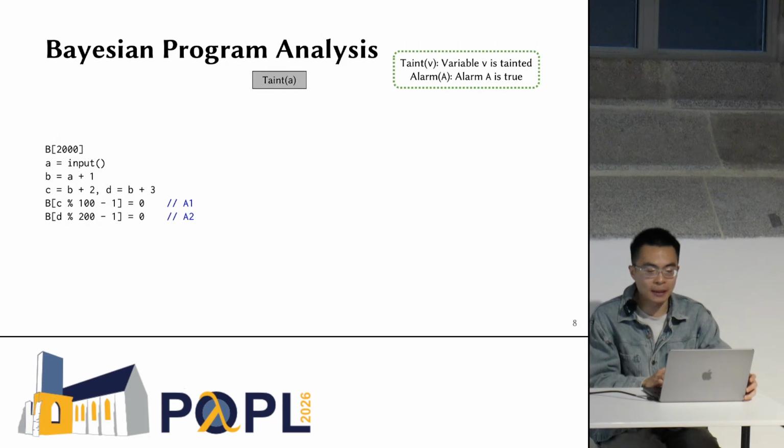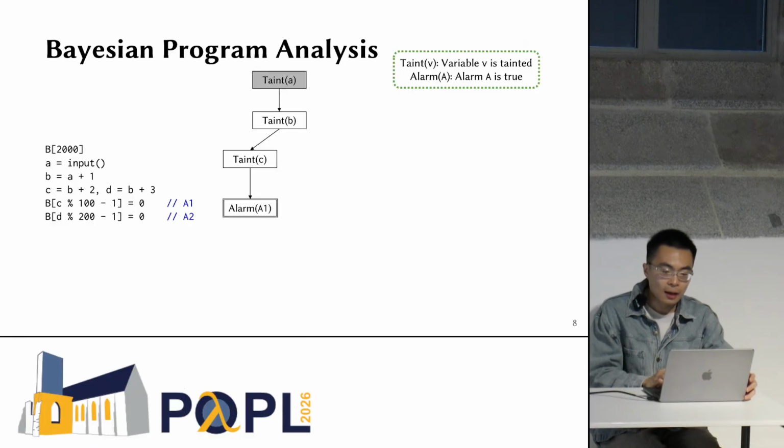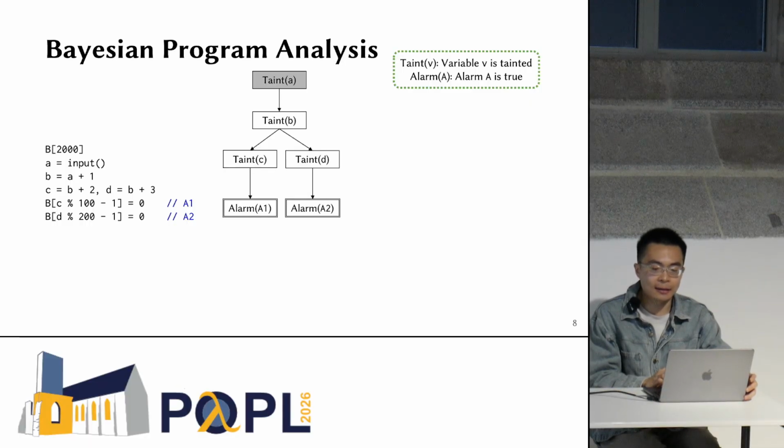According to taint propagation rules, we can derive taint B and further taint C, together with alarm A1 when C is used as an array index. Similarly, we obtain taint D and alarm A2. We call this directed graph a derivation graph. Each derived tuple represents a program property produced by the static analysis.